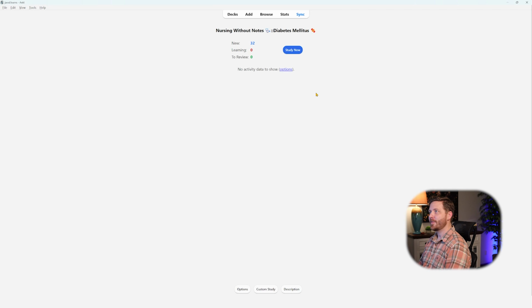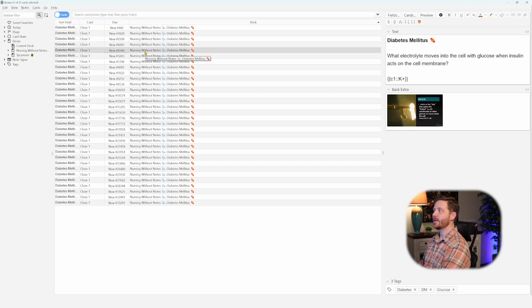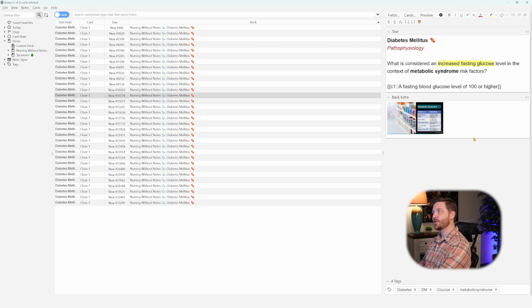Now you can see we've got 32 brand new cards here in our diabetes mellitus deck. And if we look in the browse function, we can see all these beautiful brand new cards. So be sure on the back extra of these cards to go in and add any additional information that you find necessary that's going to help build your knowledge around this material.